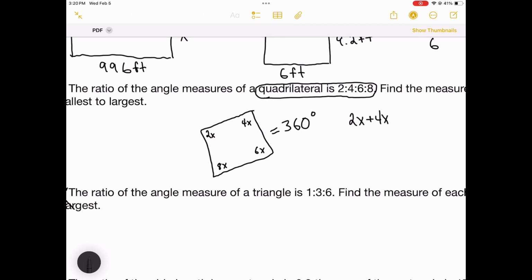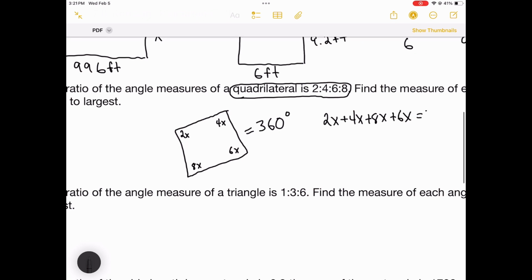All right, I'm going to add up all those real quick, and I'm going to do this rather quickly because I am running out of time on the video. That is 20x equals 360. Divide by 20. Divide by 20. X equals 18. Yes, it is.